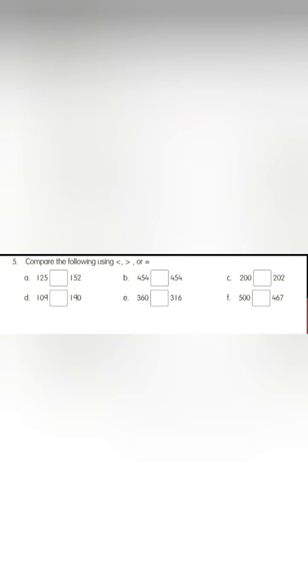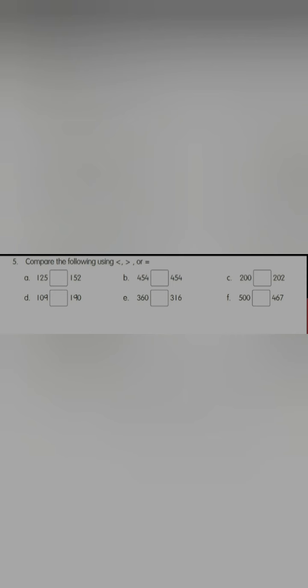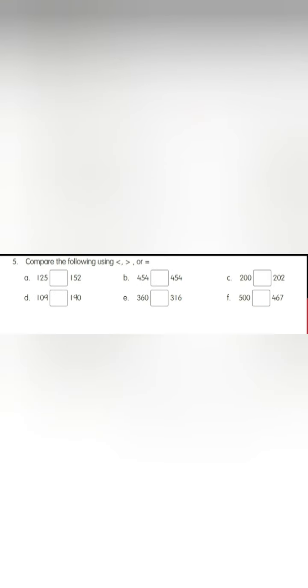let us recapitulate what we have learned today. Today we have learnt place value, face value, expanded form, the number and number names from 301 to 500, ordering numbers, comparing numbers.